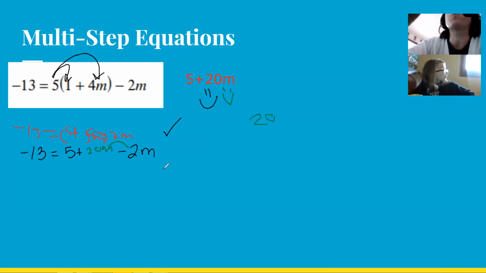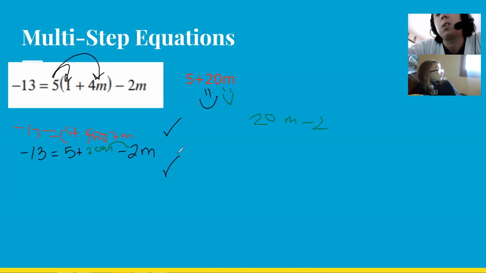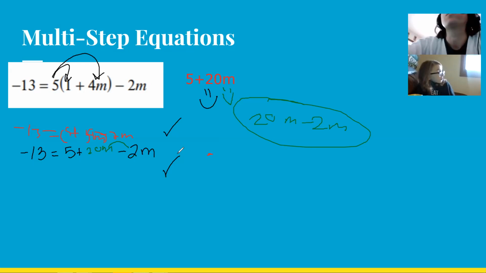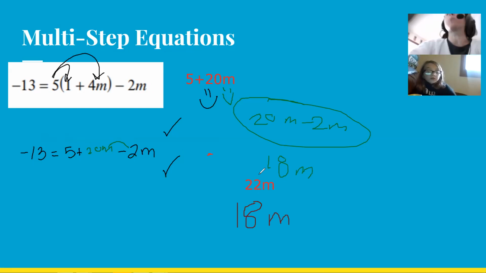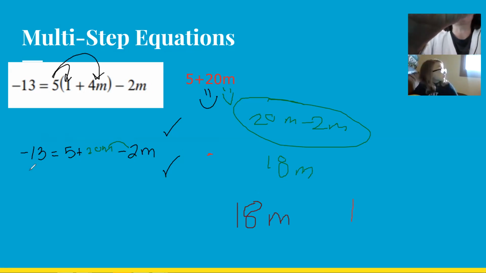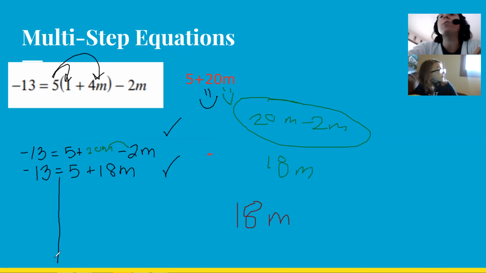Okay, now we need step 2. What's step 2? What am I going to combine for step 2? Yep, 20m and 2m. What do those combine to be? 18m. Yeah, I'm sorry. I should have specified it's a -2m. That is my bad completely. So it would be definitely 18m.